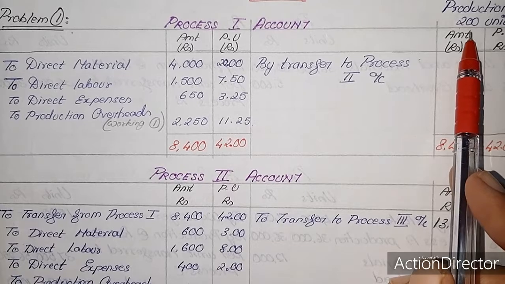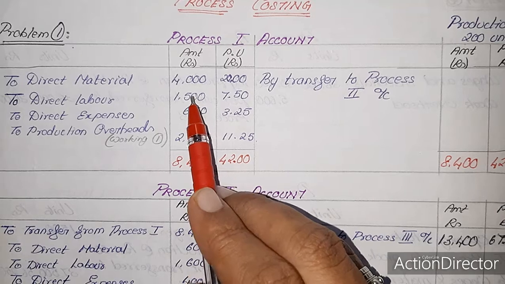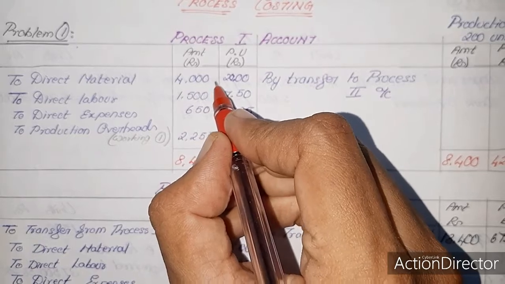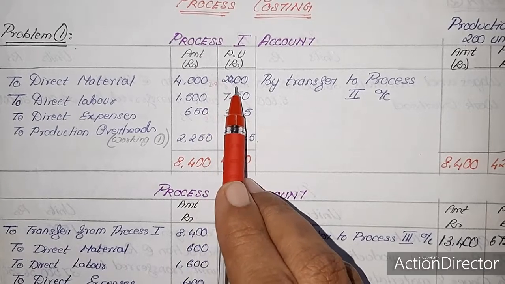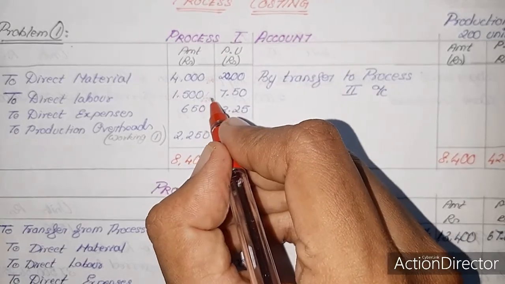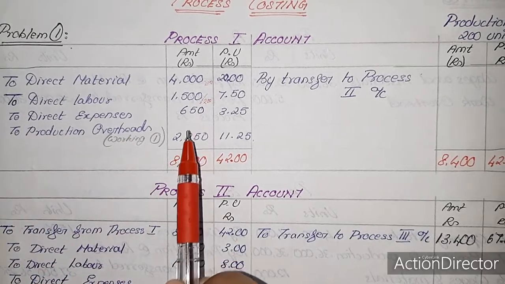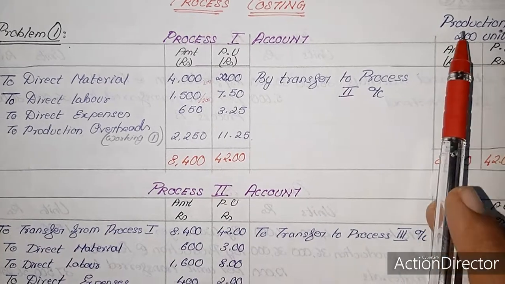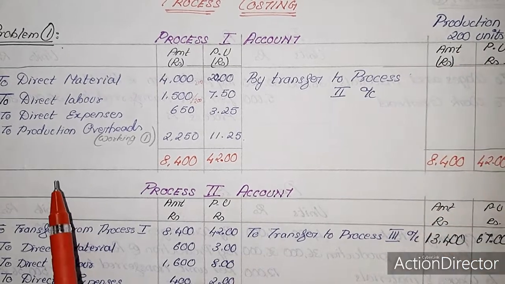Next we have to find out the cost per unit for 200 units. First we write the amount of all the expenses, then we divide it by 200. So 4,000 divided by 200, you will get 20.00. Direct labor 1,500 divided by 200, you will get 7.50. The direct expenses 650 divided by 200, you will get 3.25. This 200 denotes the production, that is 200 units.